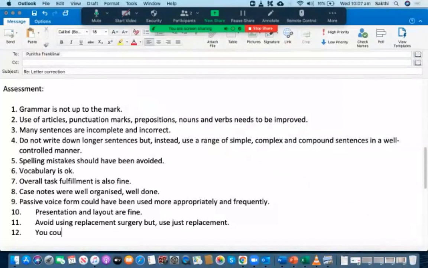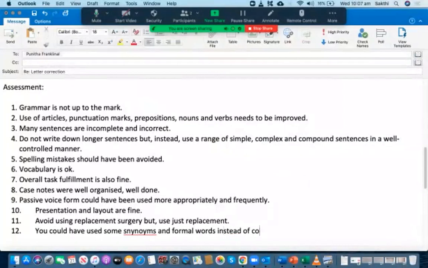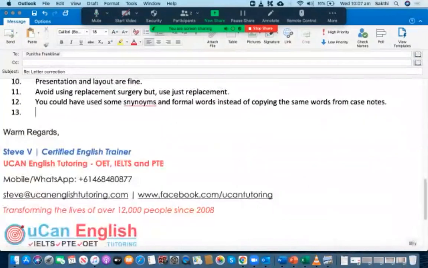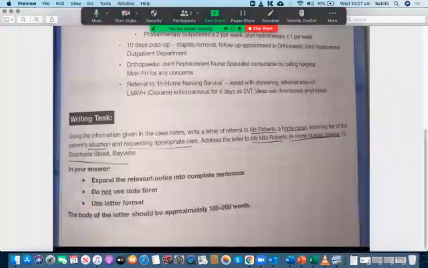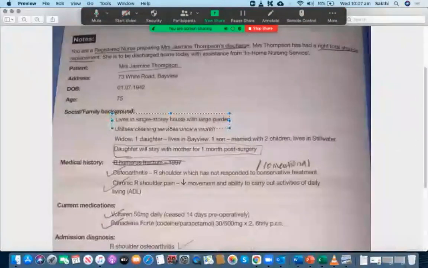So you could have used some synonyms and formal words, instead of copying the same words from the case notes. So it's not good. Well, let me see if you have come across anything else. All right, then that's fine.